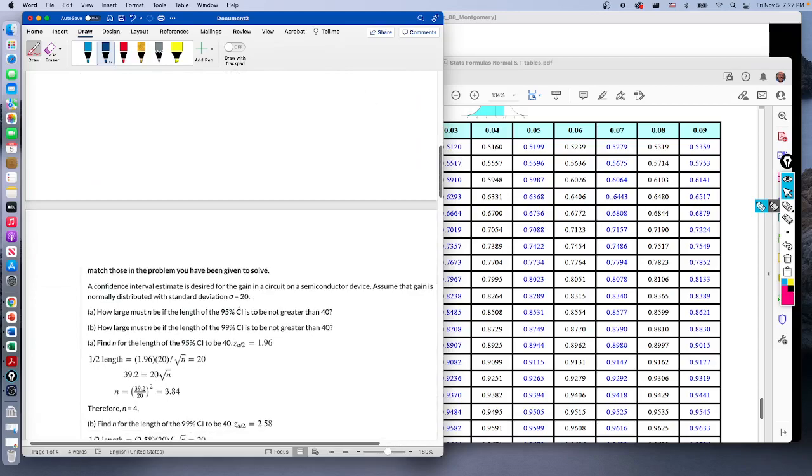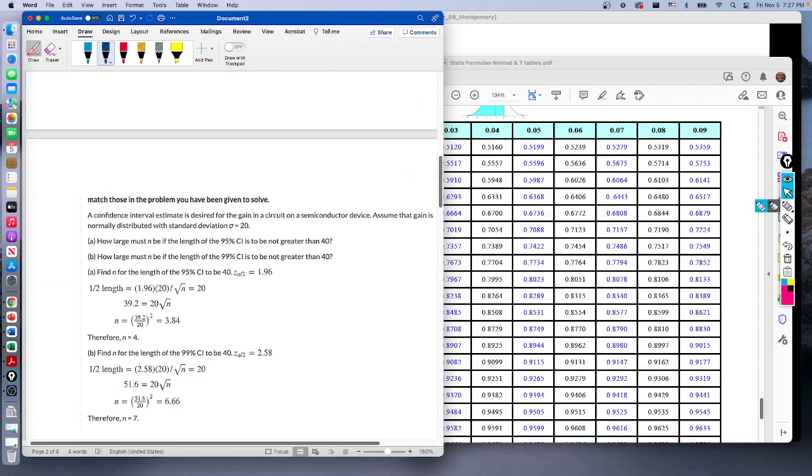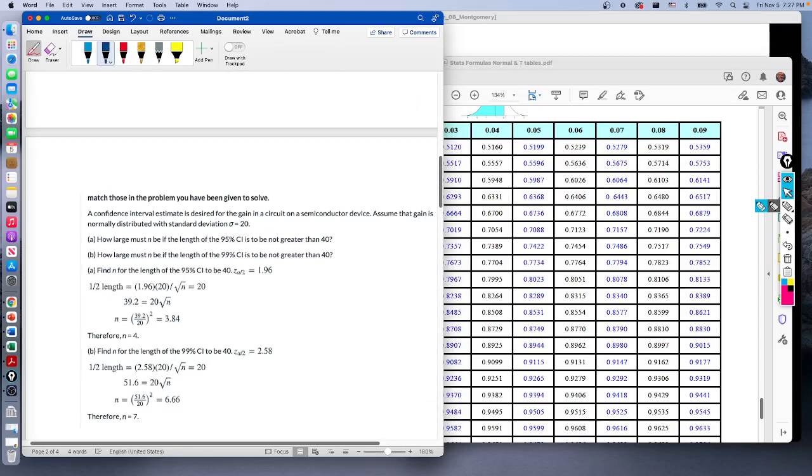Let's see, they got it all here. What did they use? They used 2.58. Yeah, good. That's what we used. And here they got 1.96. So good.